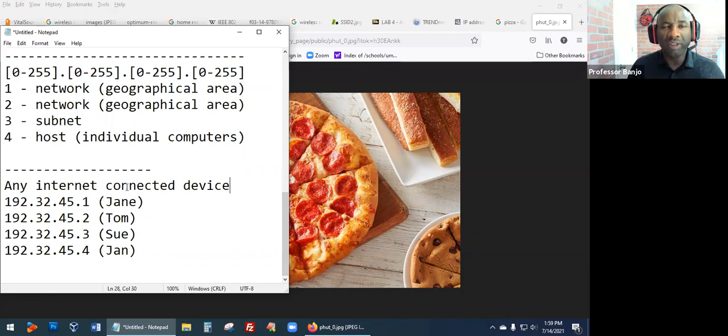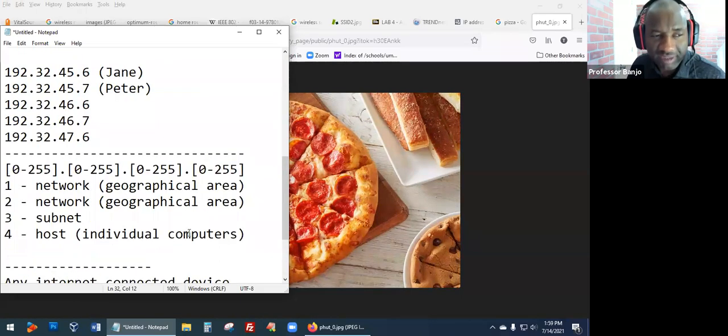So the more devices you have, the more hosts you're going to have. But it's the same network, the same subnet, for everybody, but your host is going to be different for everybody.